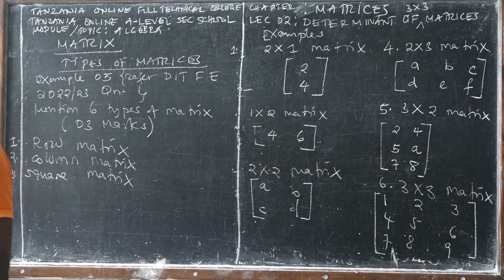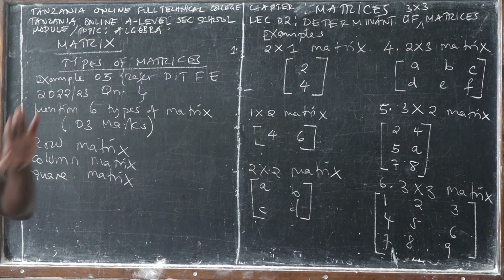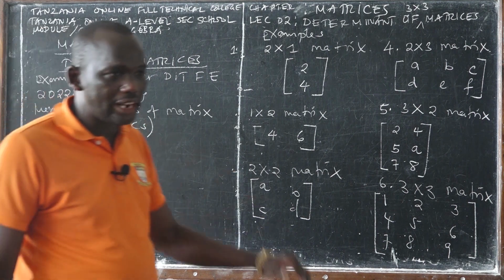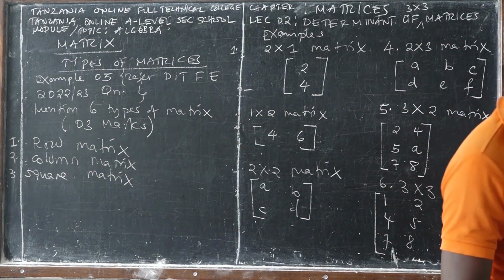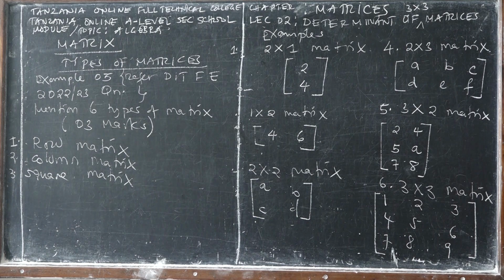Are we together? Yes. Another example of square matrix, 4 by 4. Say 4 by 4 matrix. We'll have 4 rows and 4 what? Columns. Another example for square matrix, 5 by 5. How many rows are you going to have? 5. How many columns are you going to have?